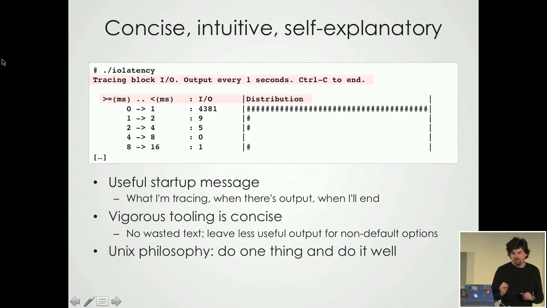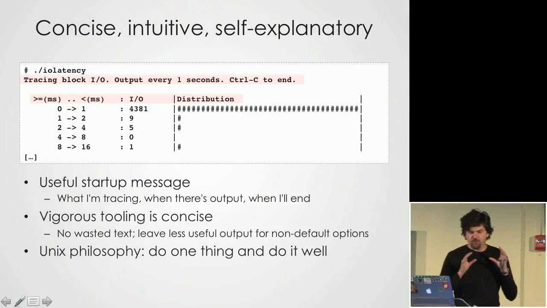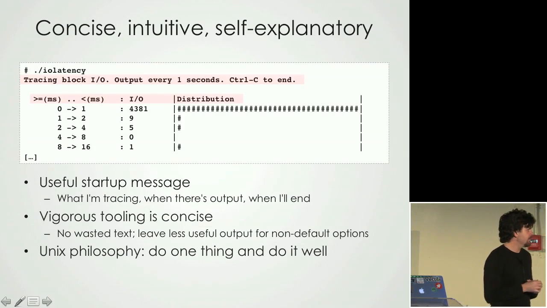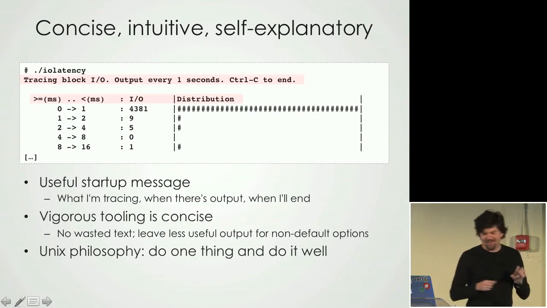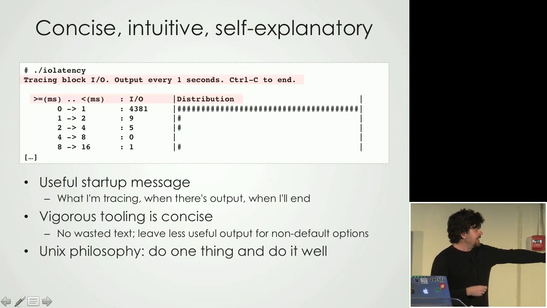It's nice to have tools that don't have any clutter, don't have any unnecessary detail. Here's an example I like, I/O latency, and it only says what I need it to say. There's no wasted text. It's also intuitive. It's showing me a distribution, and it says that.